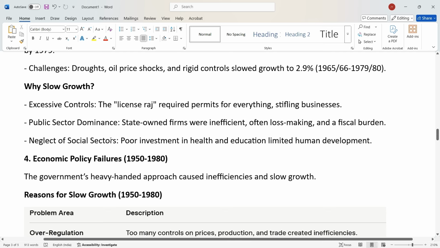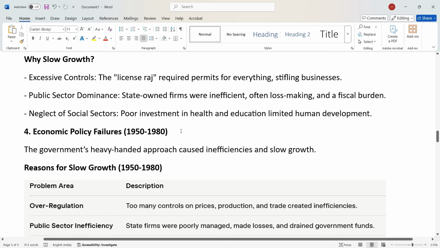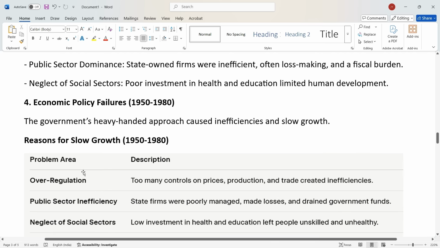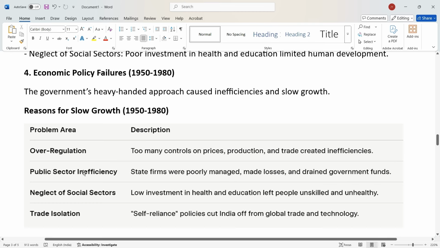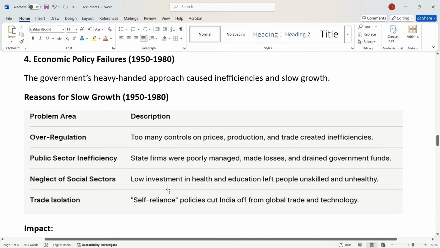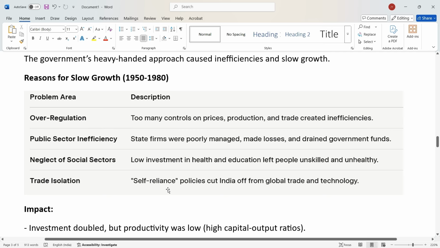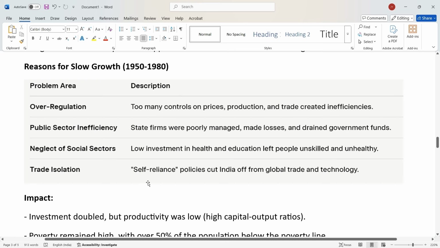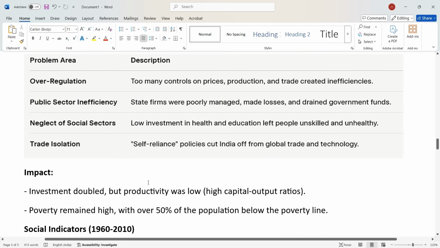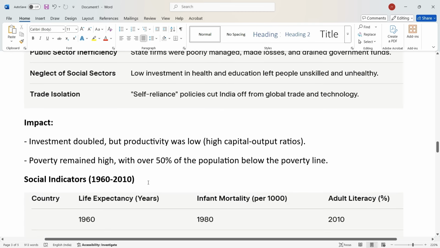There was also neglect of the social sector, like health and education. Due to over-regulation, too many controls on prices, production and trade brought inefficiency in the economy. Due to the public sector and government intervention, the state firms were poorly managed. They made losses, and corruption was also happening in the economy. The neglect of the social sector created people who were unskilled and unhealthy. India at that time was focusing on self-reliance, which also cut off the Indian economy from global trade and technology, which hampered the growth of the economy.